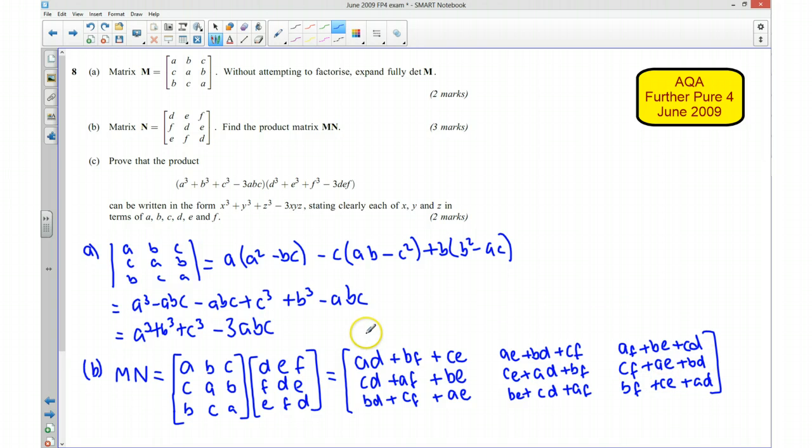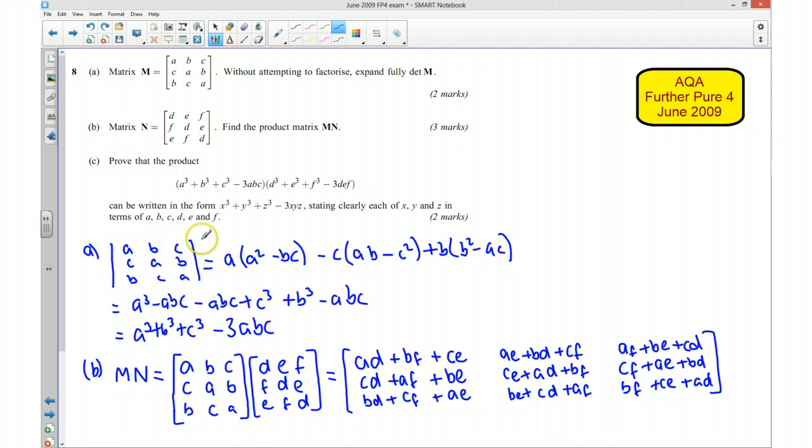And there you go, this is what you should have. I stopped the video and it probably took me about 3 or 4 minutes to do that. Right, so that's part B. We've now got the product matrix MN, and it's a kind of ugly looking thing, but it's there nonetheless. But we'll see something interesting about it in a second.